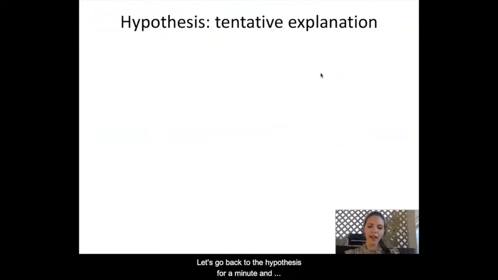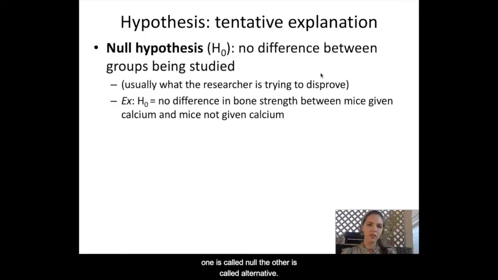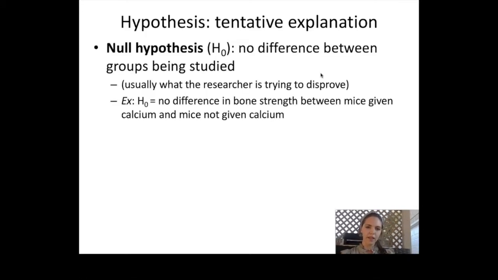Okay, so let's go back to the hypothesis for a minute and get a little more specific. There are two types of hypotheses. One is called null, the other is called alternative. A null hypothesis states that there is no difference between groups being studied. For example, if you are studying the effects of calcium on bone strength in mice, the null hypothesis in this case would be that there's no difference in bone strength between mice given calcium and mice not given calcium.